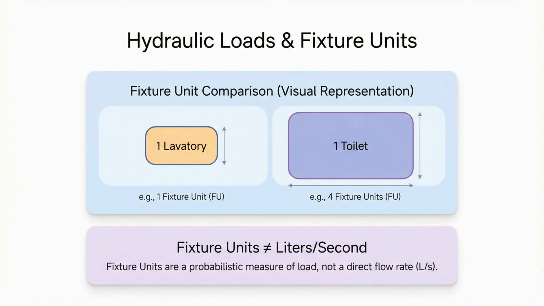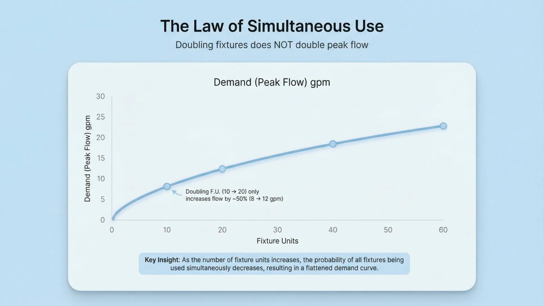Why isn't it linear? Because of simultaneous use. In a huge building with 1,000 toilets, they will never all flush at the exact same second. So doubling the fixtures doesn't double the peak flow. The code uses a complex curve to figure this out. But for continuous flow items, they give us a conversion factor, 31.7 fixture units per liter per second.